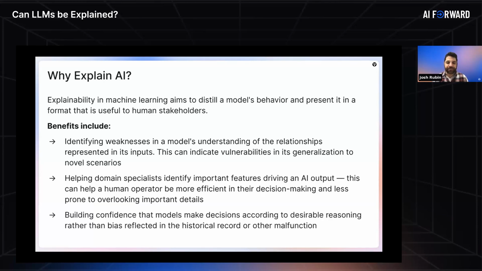Building confidence that a model makes decisions according to desirable reasoning rather than bias that's reflected in the historical record or some other malfunction. I won't dive into bias too much, but there's no shortage of examples of models making inappropriate decisions just based on things that they've gleaned from human behavior as recorded by the internet. And we'd like, in most scenarios, for them not to be exhibiting those biases in how they're used.